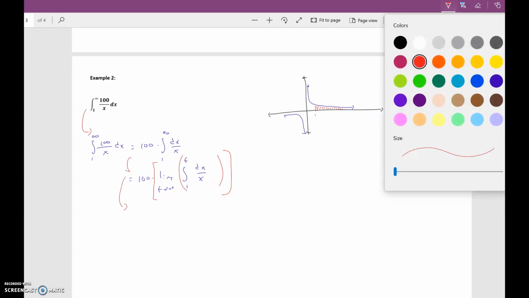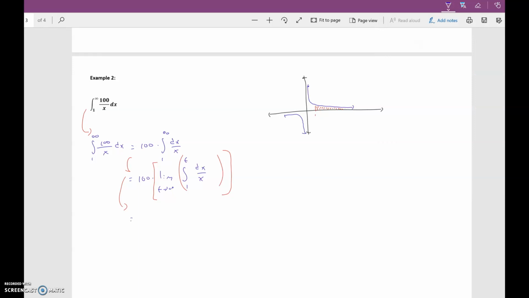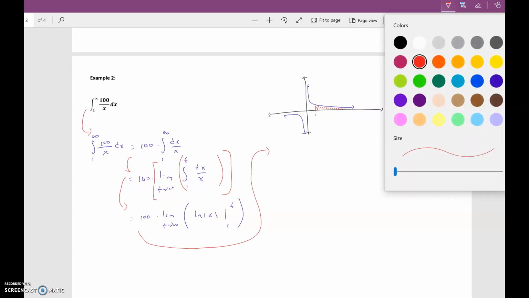Okay, so let me rewrite it. We're still looking at 100 times the limit as t approaches infinity of the integral of dx over x, or 1 over x, which is just the ln of the absolute value of x evaluated from 1 to t. So what I'm going to do is punch in the limits of integration, and then we'll take a look at the actual limit.